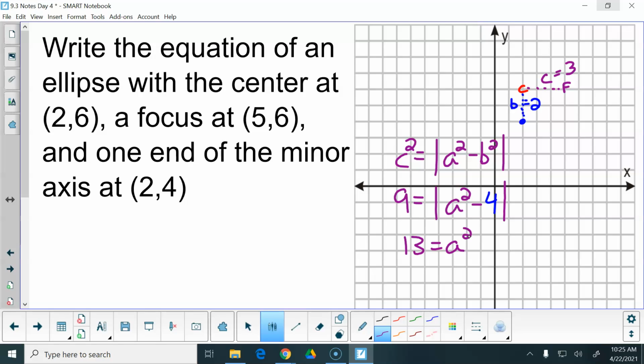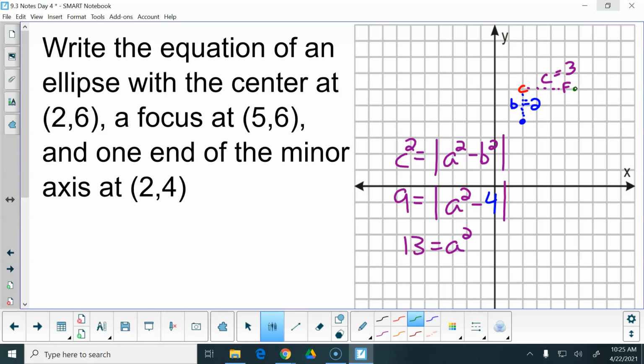I don't understand. Because when we have other ellipses, the focus is on the major axis. Yeah. What's the square root of 13? Bigger than 3, right? So that would put my endpoint out there, which is what we want, right?